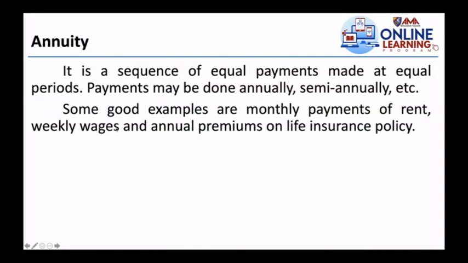Okay, so now let's focus more on annuity. As I mentioned, it's a periodic payment. We can denote the periodic payment as capital R. So more about it: it's a sequence of equal payments made at equal periods. The periods may be what? May be annually, semi-annually, and so on.